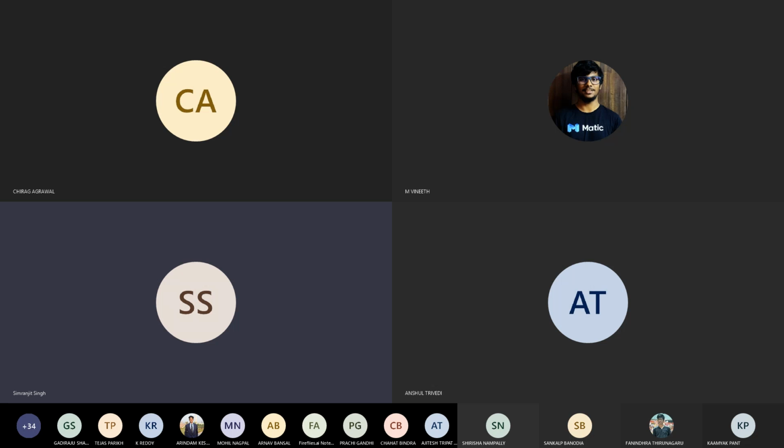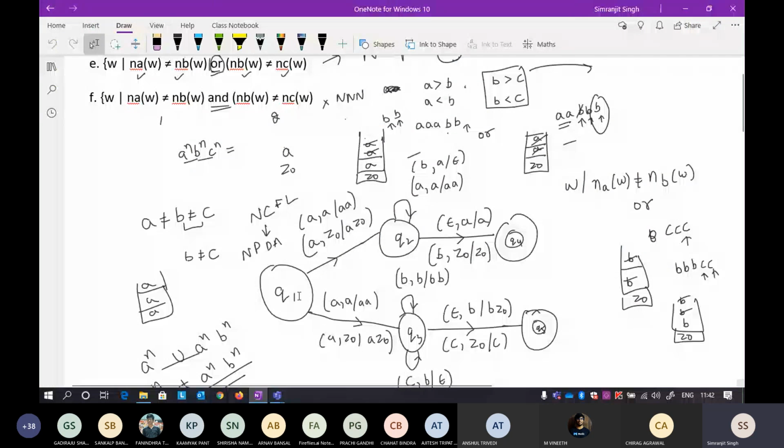Okay. So I think this was the question that I've told you about. In this particular PDA, there are many problems here. First of all, we are not reading anything here. We are only reading A and B in this one. We are not reading C here. In this particular instance, we are reading all the things. Okay, so that is uneven here.